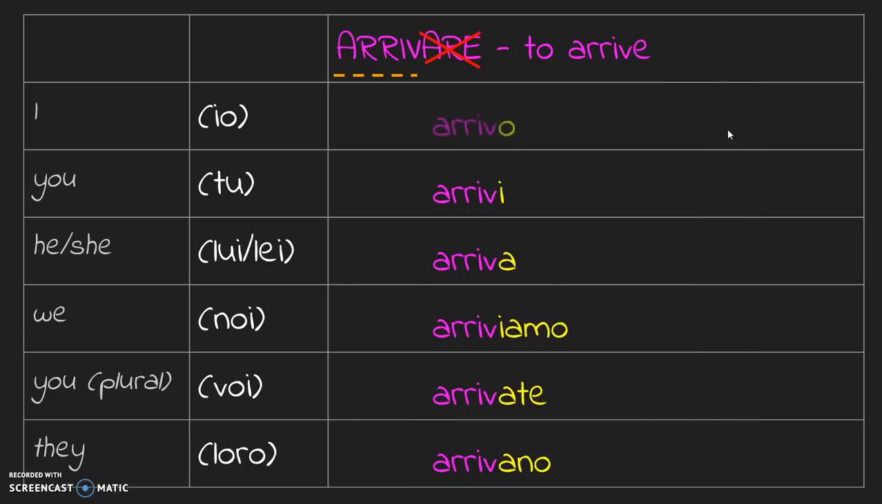Io arrivo, I arrive. Tu arrivi, you arrive. Lui o lei arriva, he or she arrives. Noi arriviamo, we arrive. Voi arrivate, you plural arrive, all of you arrive. And loro arrivano, they arrive.